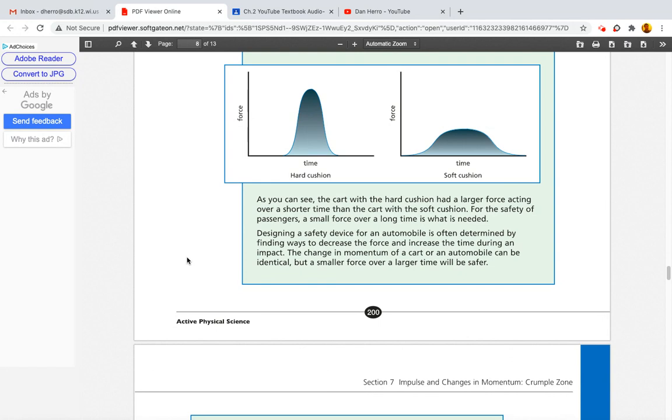Designing a safety device for an automobile is often determined by finding ways to decrease the force and increase the time during an impact. The change in momentum of a cart or an automobile can be identical, but a smaller force over a larger time will be safer.